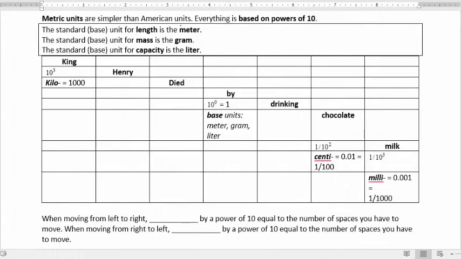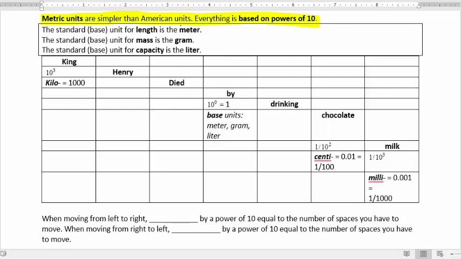The next part of this unit conversion section deals with metric units. And what we will see is that metric units are much simpler than American units. And the reason for that is that everything is just based on powers of 10.